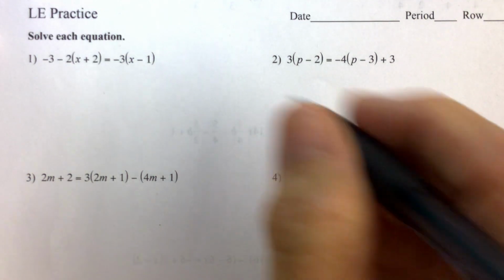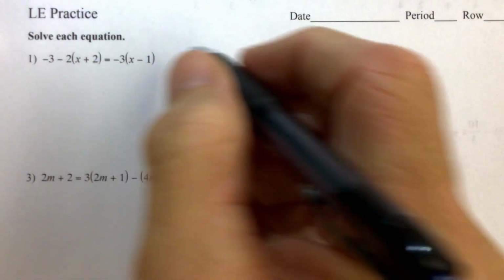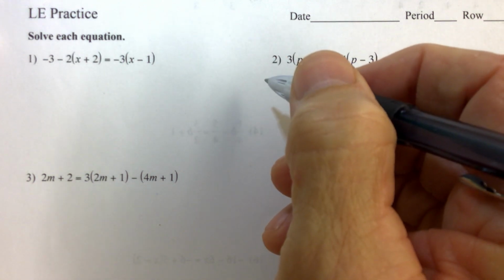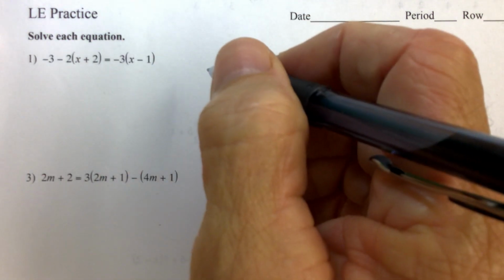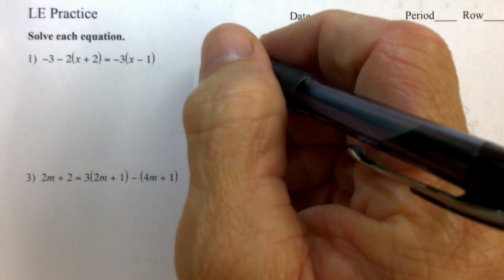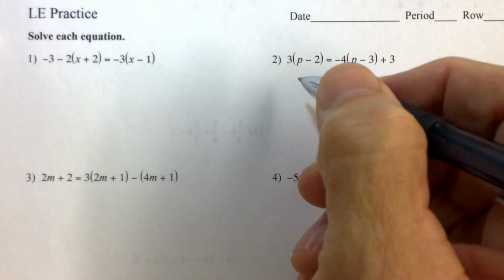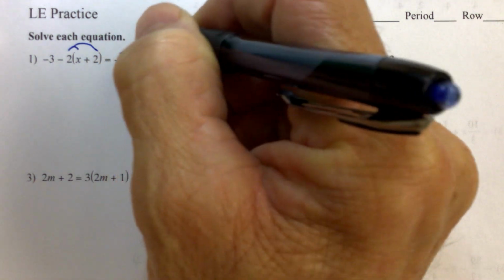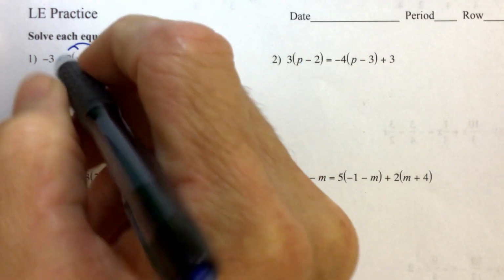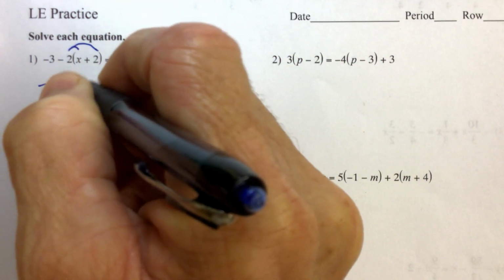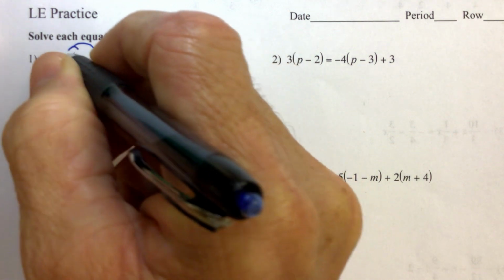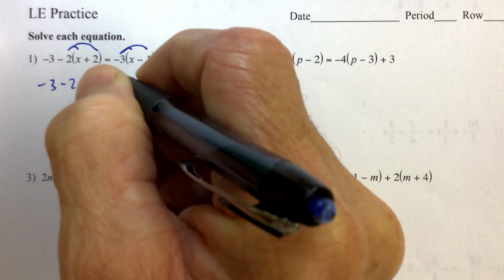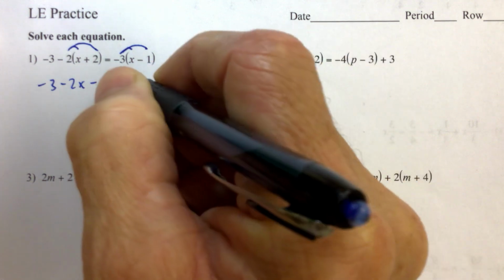Solving linear equations, and for problem number 1 we see we have parentheses on both sides, and we really want to make sure we remember to simplify both sides. So in this case, simplifying would mean just to go ahead and distribute both sides. Distribute here on the left side the negative 2, so negative 2 times x is negative 2x, and negative 2 times positive 2 is a minus 4, or negative 4.